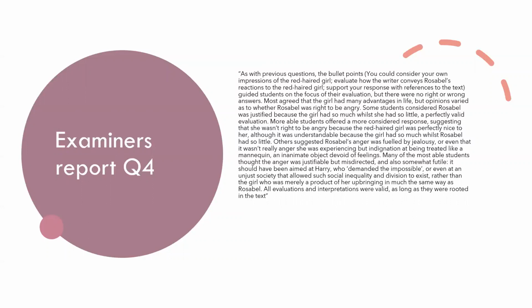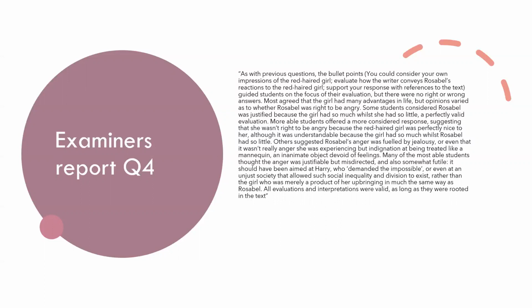So more able students offered a more considered response, suggesting that she wasn't right to be angry because the red-haired girl was perfectly nice to her, although it was understandable because the girl had so much, whilst Rosabelle had so little. Others suggested Rosabelle's anger was fueled by jealousy, or even that it wasn't really anger she was experiencing, but indignation at being treated like a mannequin, an inanimate object devoid of feelings. Many of the most able students thought the anger was justified, but misdirected, and also somewhat futile. It should have been aimed at Harry, who was demanding the impossible, or even at an unjust society that allowed such social inequality and division to exist, rather than the girl who was merely a product of her upbringing in much the same way as Rosabelle.